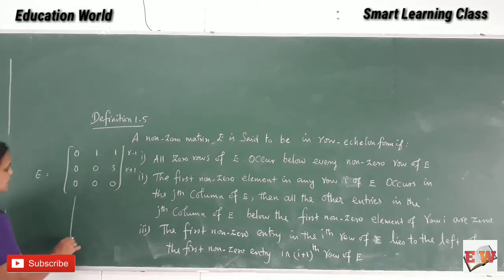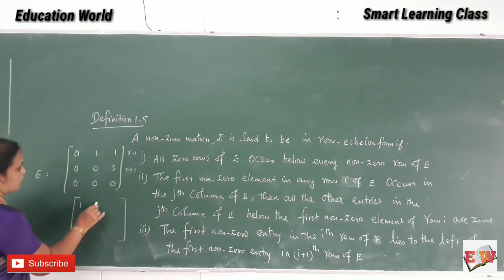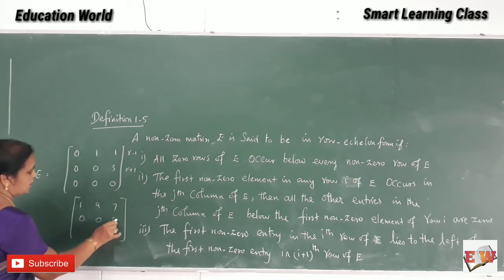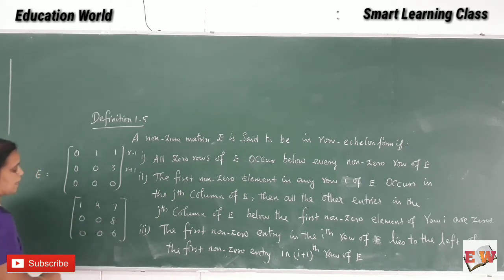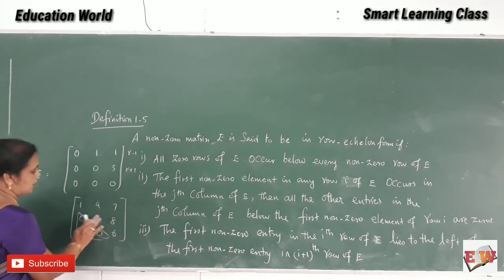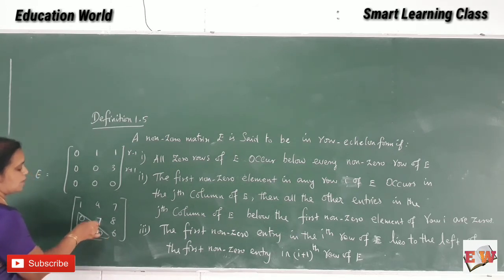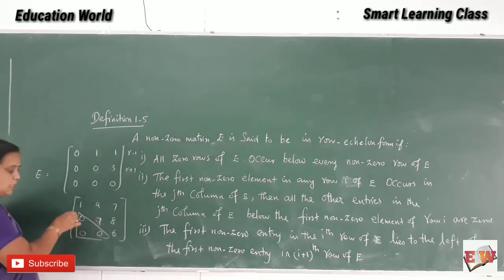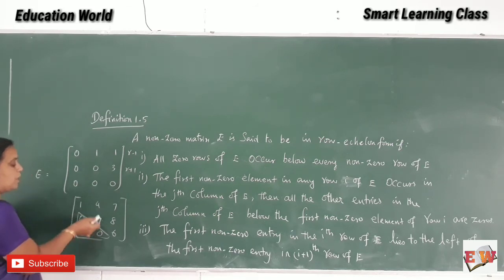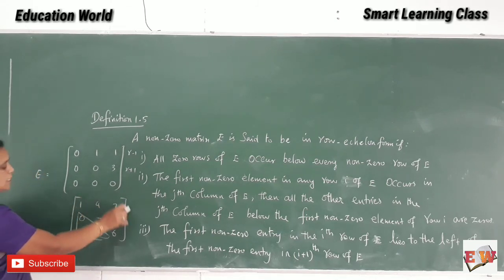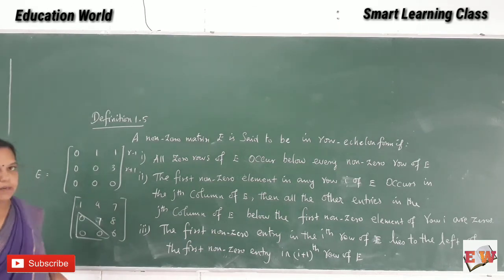Mostly the matrix in echelon form looks like 1, 4, 7, 0, 0, 8, 0, 0, 6. For example, I have given, these three entries should be 0. Why? Because, as we already said, here 1, 7 is coming, meaning the first non-zero element is this one. Before the column of this row, below this row all the entries should be 0. Okay. This is the general row echelon form. Thank you.